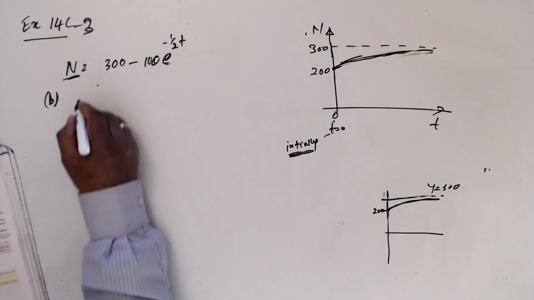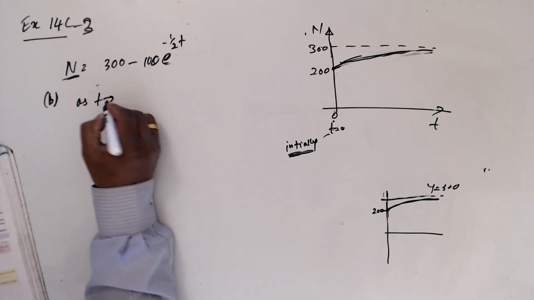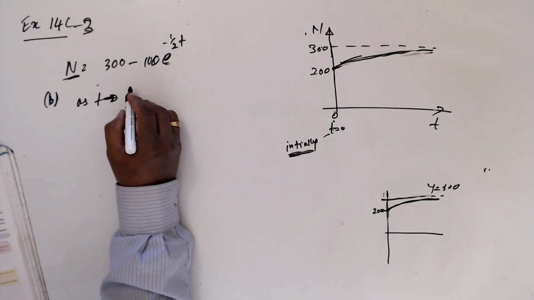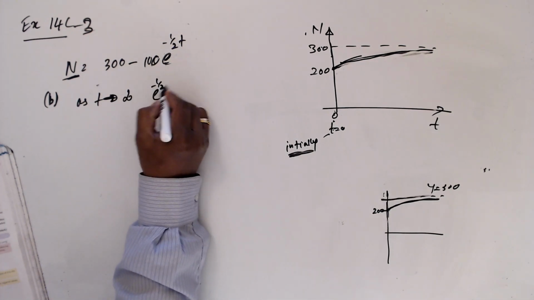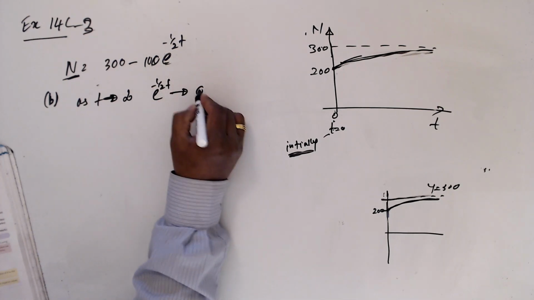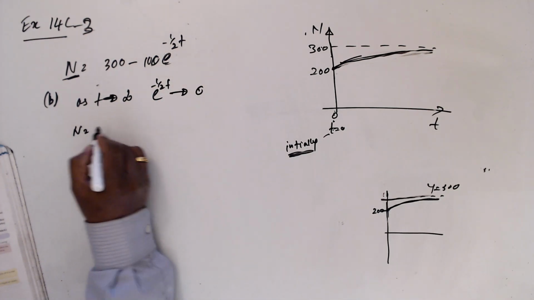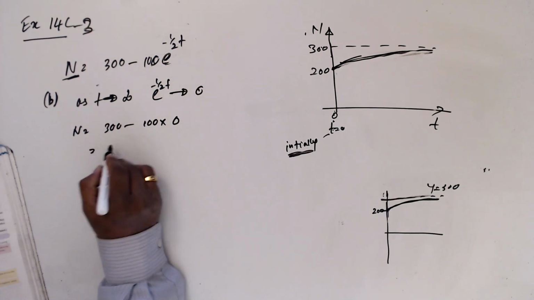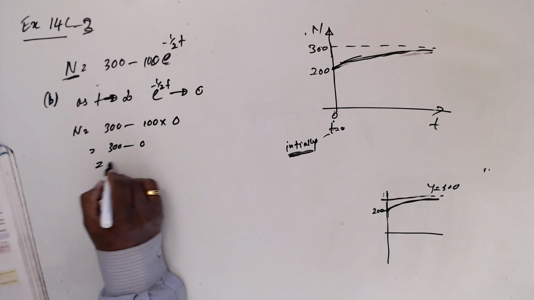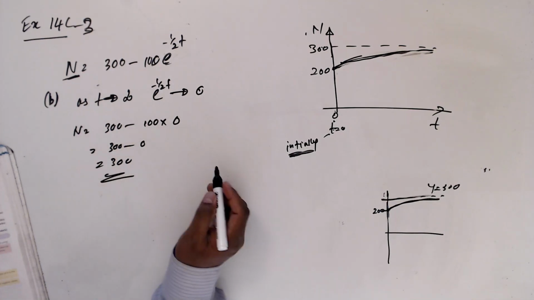So you can write, as t goes to infinity, e^(-t/2) goes to 0. Then N equals 300 minus 100 times 0, which is 300.